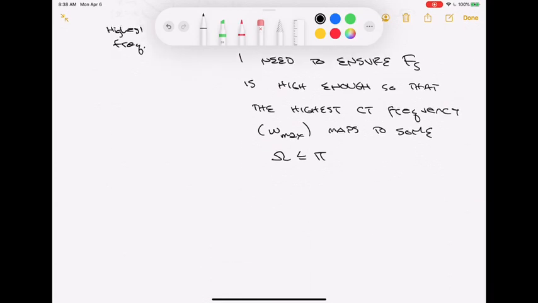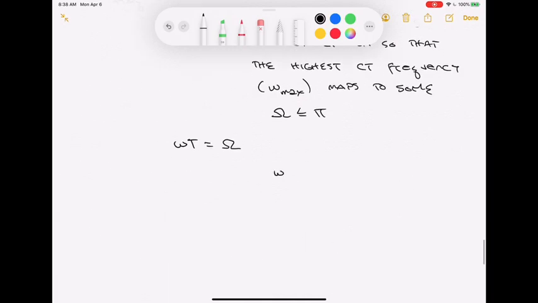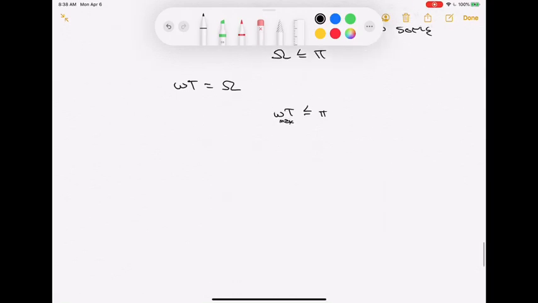We knew that little omega T was equal to cap omega. We know that a digital frequency must be one that is related to the analog frequency through the sampling interval. We want our cap omega to be less than or equal to pi. That tells me that I want little omega T to be less than or equal to pi. We want little omega max T to be less than or equal to pi. The highest frequency needs to map less than the highest digital frequency.